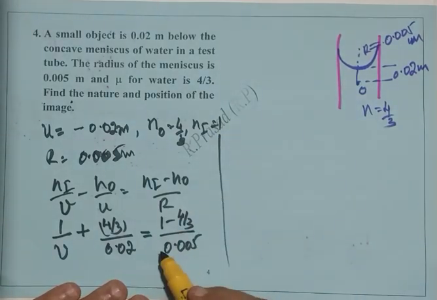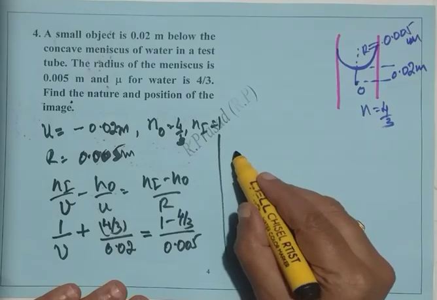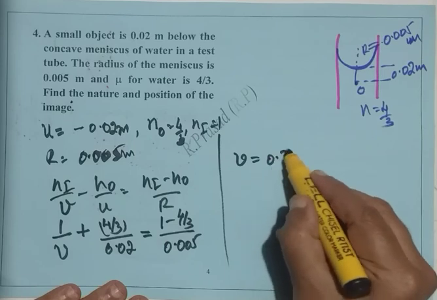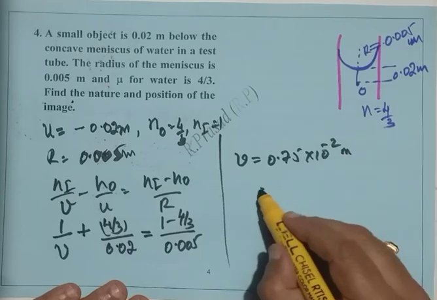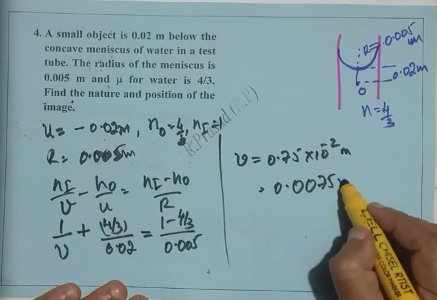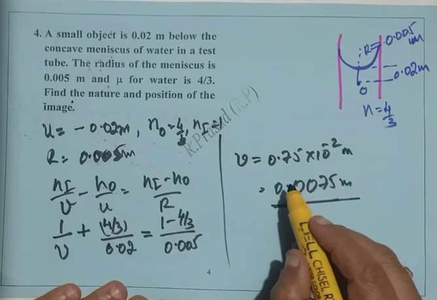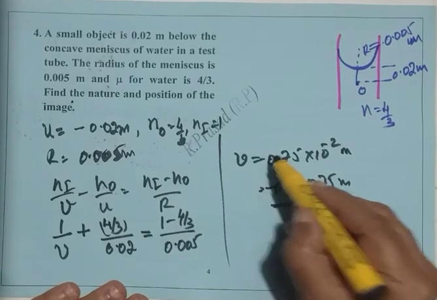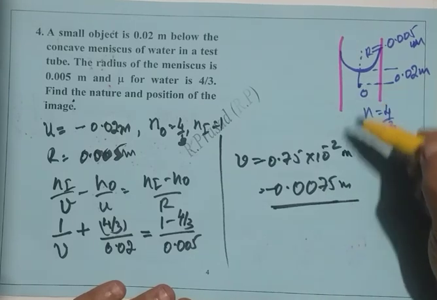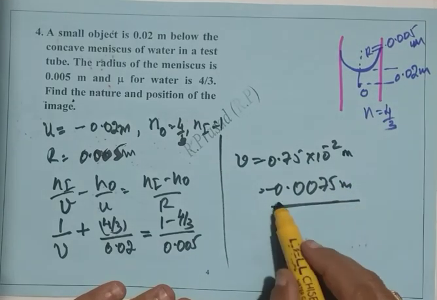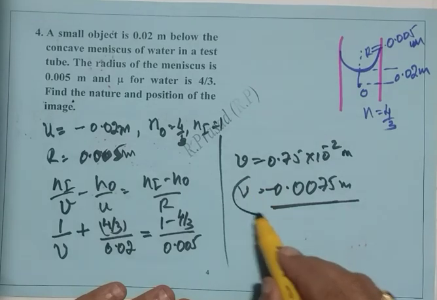So substituting everything and calculating the things, we'll get final calculation as V equals 0.75 into 10 raised to minus 2 meter. That means 0.0075 meters. So this is the position of the image with minus sign there. That means the image is formed inside the water itself. That's why it is V negative. This is the answer there.